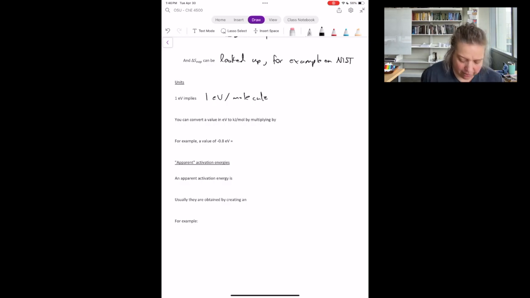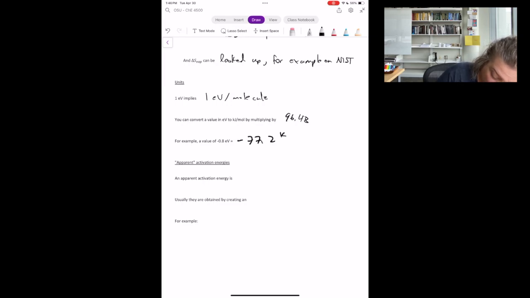You can convert a value in EV per molecule to kilojoules per mole by multiplying by 96.48. That is not a very nice looking number. So for example, if you see a value that's negative 0.8 EV, in kilojoules per mole this would be negative 77.2 kilojoules per mole. So essentially, if you want a quick estimate, you can multiply by 100. If you need a more precise estimate, you can multiply by 96.48.